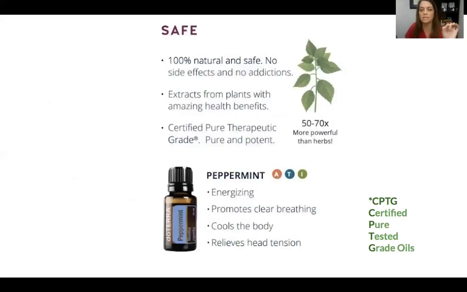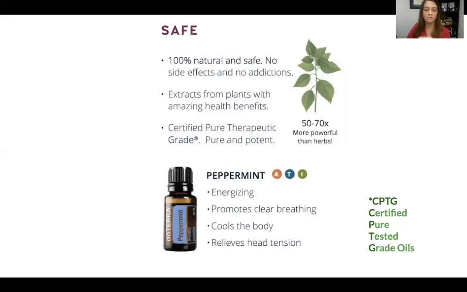Safety. This is one of the biggest reasons I chose doTERRA. True, pure essential oils are 100% natural and safe, so you don't get side effects or addictions to them like our counterparts in the pharmaceutical industry. When we think of herbs, like peppermint tea, a drop of peppermint essential oil is 50 to 70 times more powerful. You would have to drink about 26 cups of peppermint tea to get the therapeutic value of just 1 drop of peppermint oil in a cup of hot water. That's how potent they are.